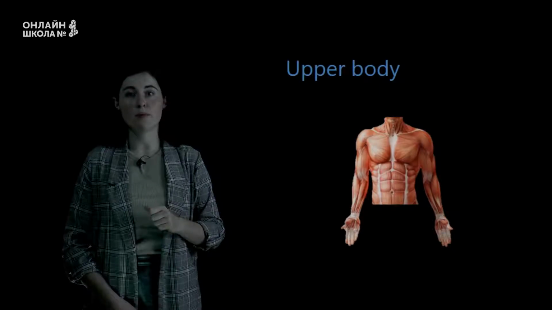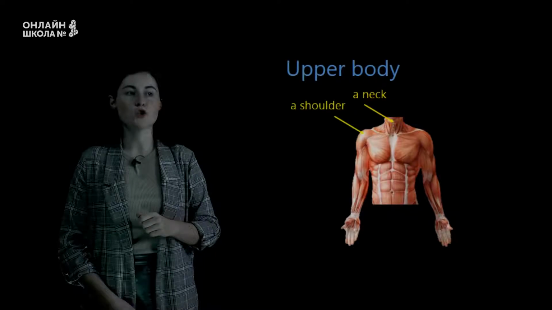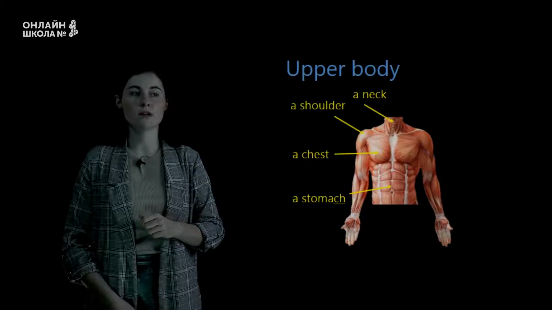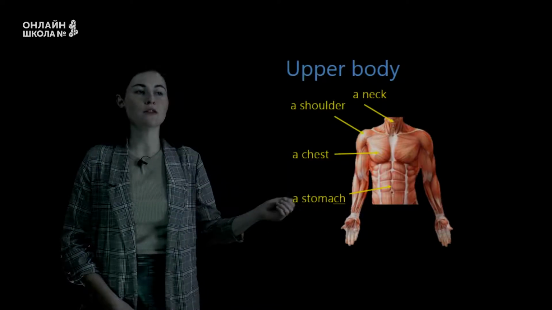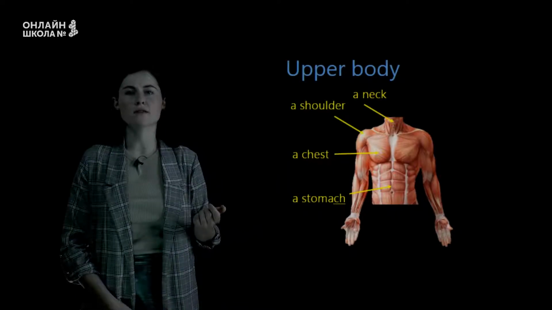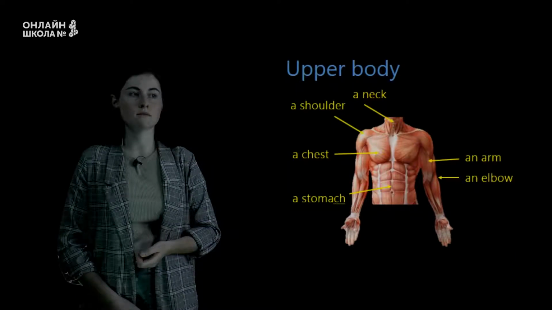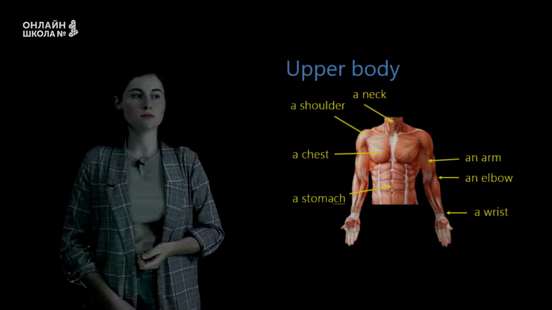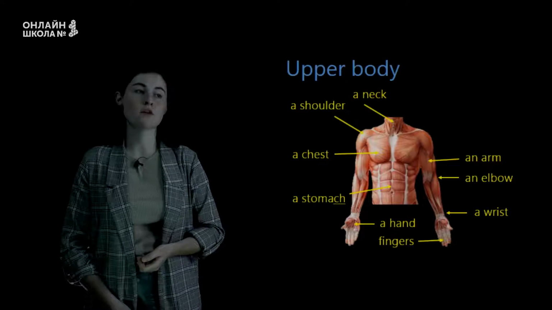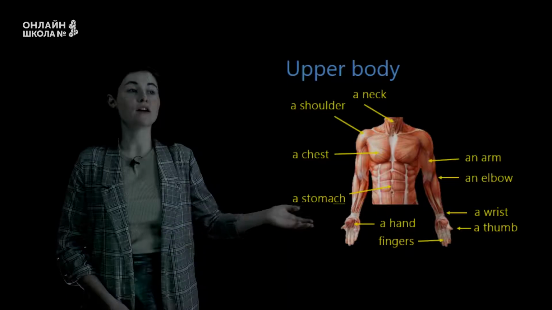Then the upper body, a neck, a shoulder, a chest, a stomach. Let's look at these words. C and H are pronounced here as k, a stomach, an arm, an elbow, a wrist, hand, fingers, and the big finger is a thumb.